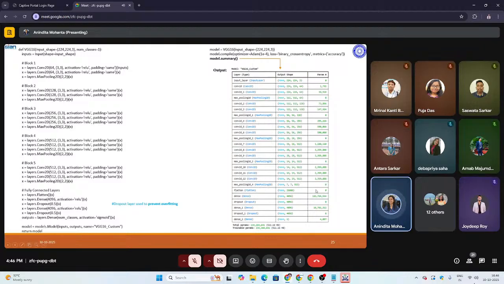The output comes like that of the whole model summary, and you can see what the layers and output shapes are. Here it is all described.